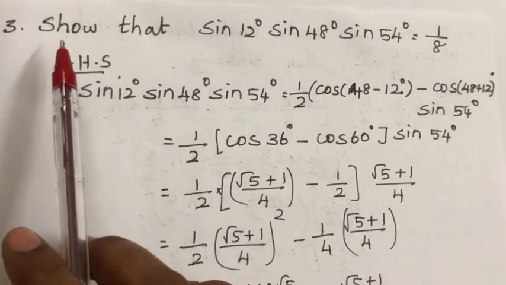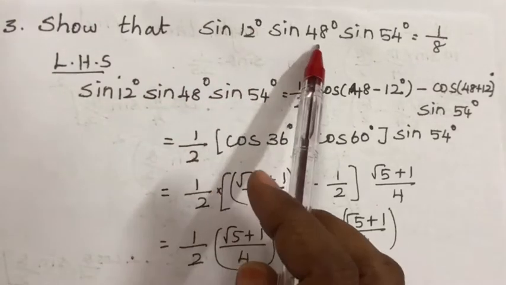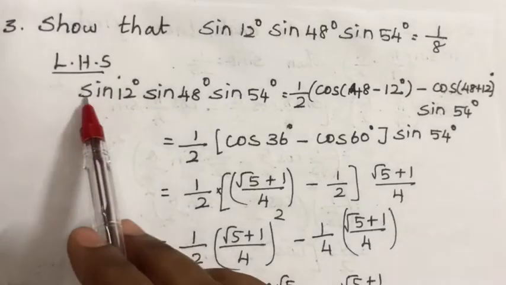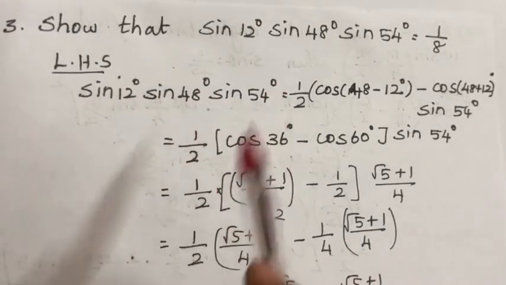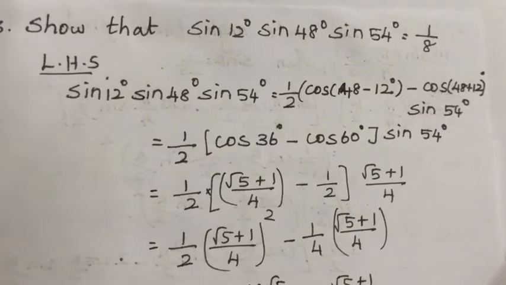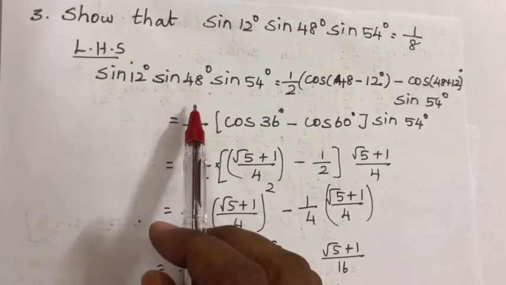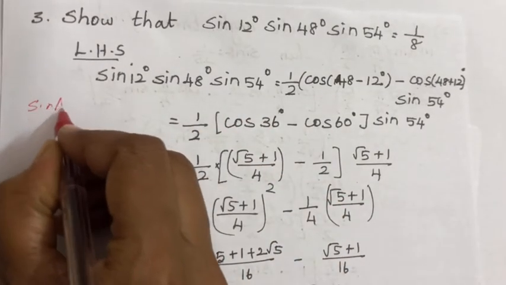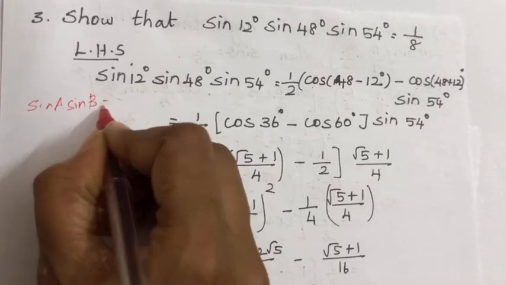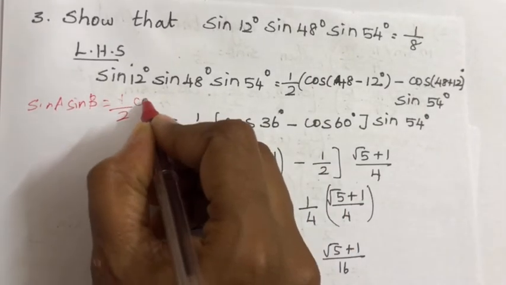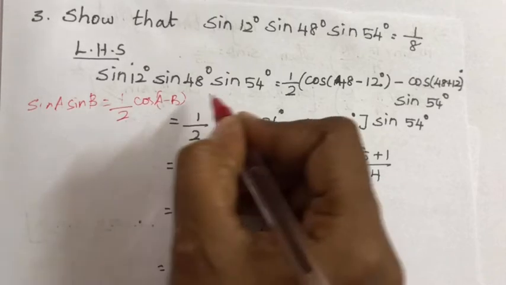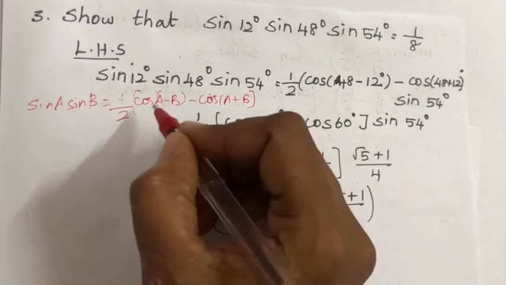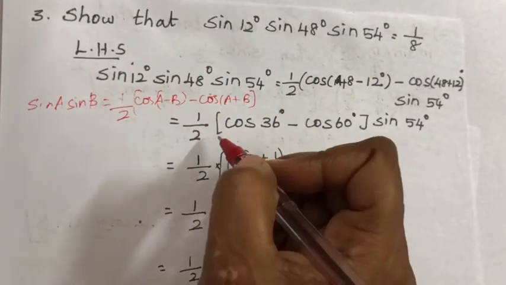Third problem in exercise 3.6, show that sin 12 degree, sin 48 degree, sin 54 degree is equal to 1 by 8. So, sin 12, sin 48, sin 54. I take the left hand side, that is equal to, here we are using product to sum identities, that is sin A sin B is equal to half cos A minus B minus cos A plus B. That is our product to sum identity. Okay.